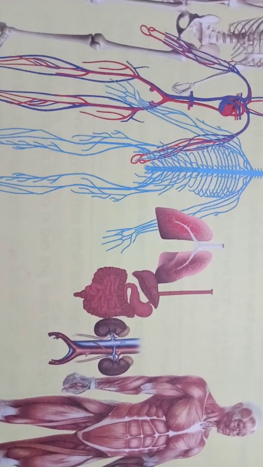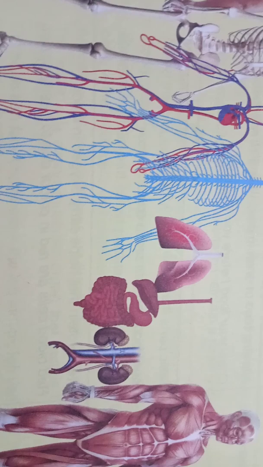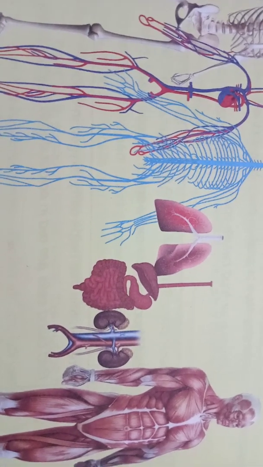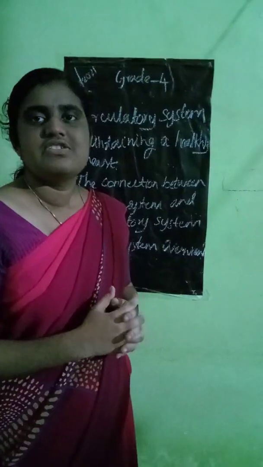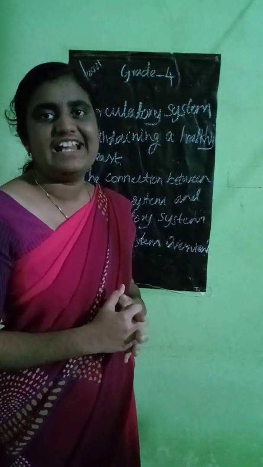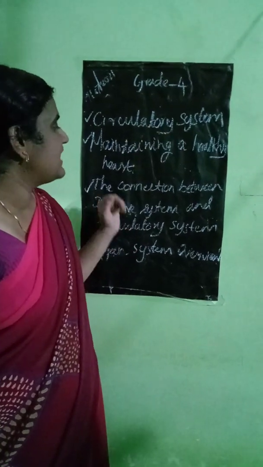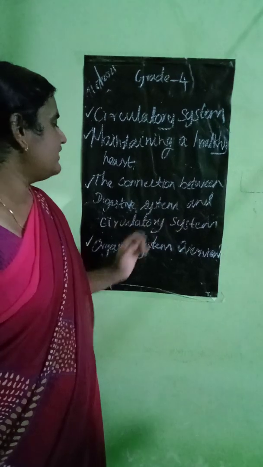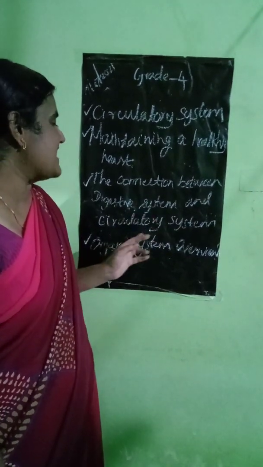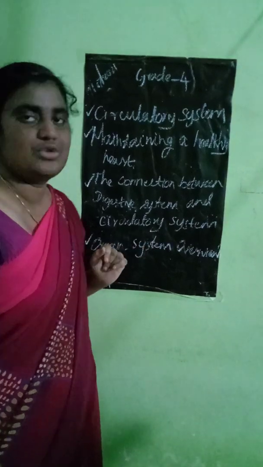So children, in this class we learned about the functions of the circulatory system, maintaining a healthy heart, the connection between the digestive system and circulatory system, and also the organ system overview.